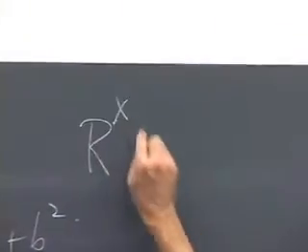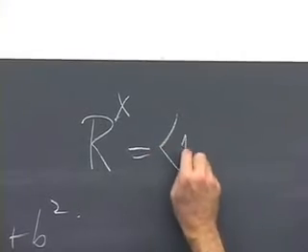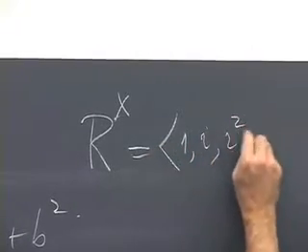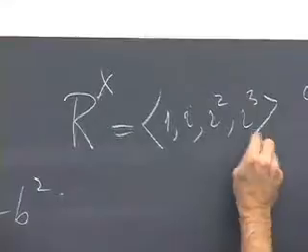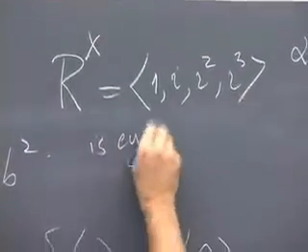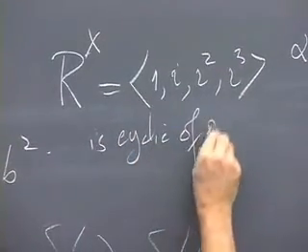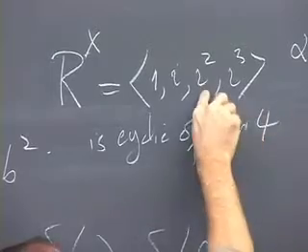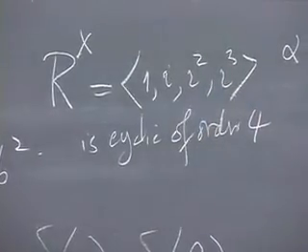R star is equal to the group {1, i, i squared, i cubed}, which is cyclic of order 4, because i squared is minus 1 and i cubed is minus i.